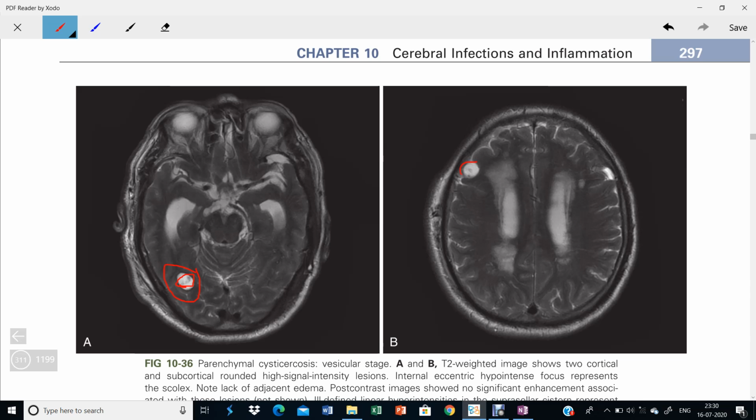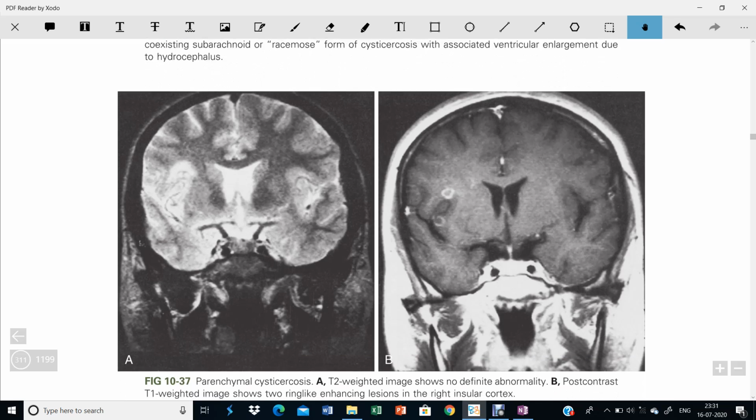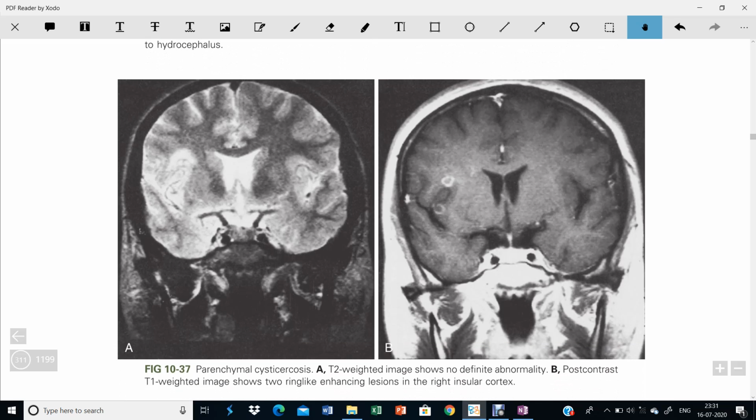In this picture, also we will see this small hyperintensity. This is on T2 MRI. Within the T2 there is a small hyperintensity. That means this is the scolex. In this picture, we will see this. It is T1. Obviously, on T1 the CSF is black.